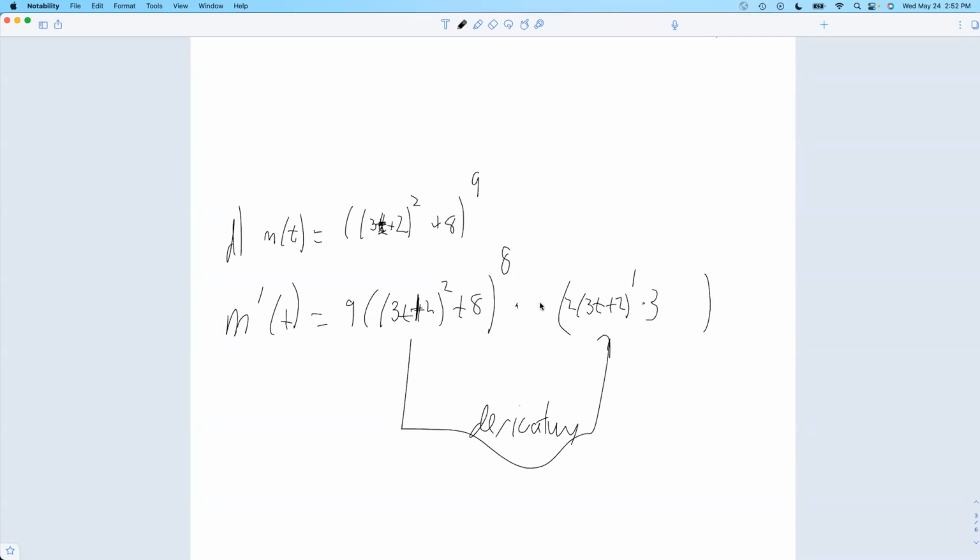Plus, don't forget about this guy. So I'm going to write this one explicitly. Derivative of 8 is just 0.